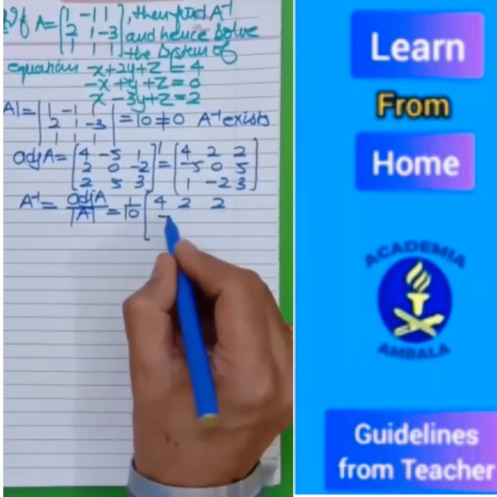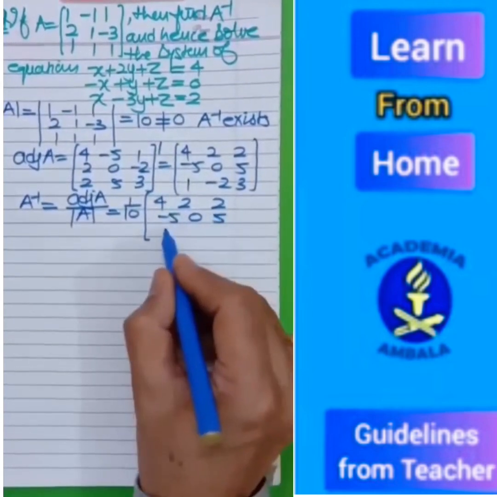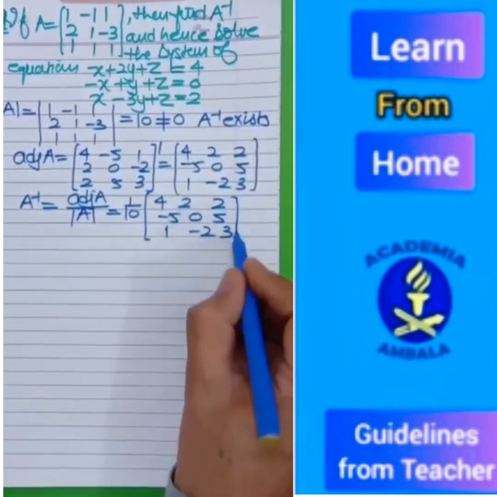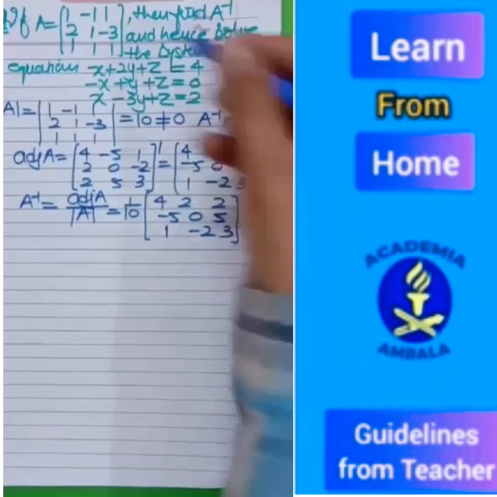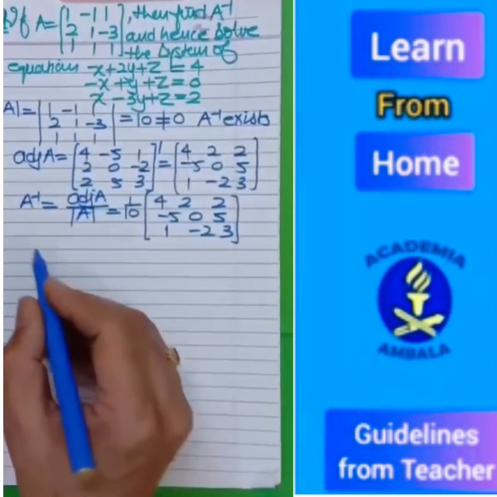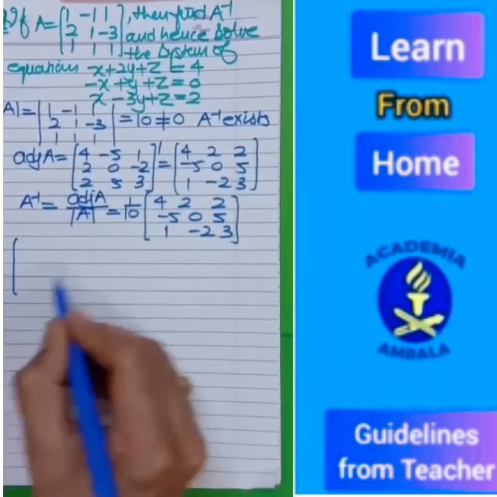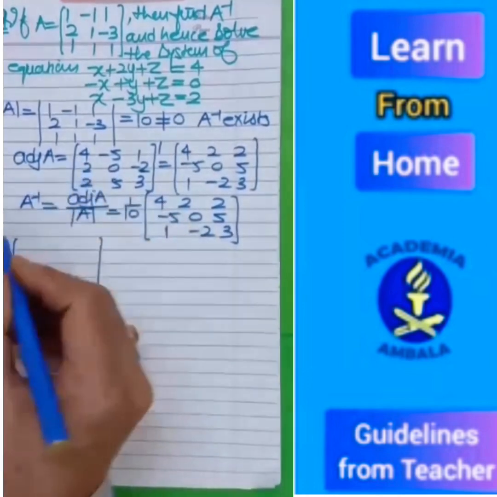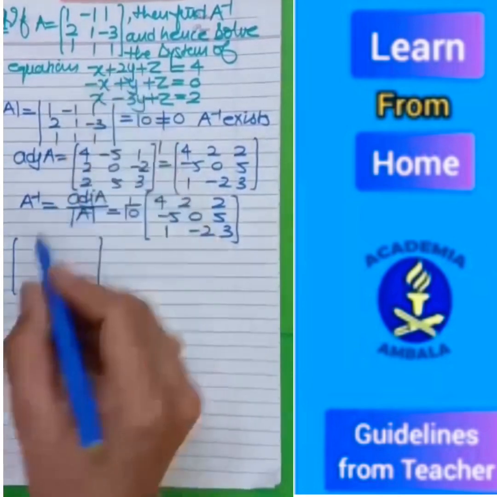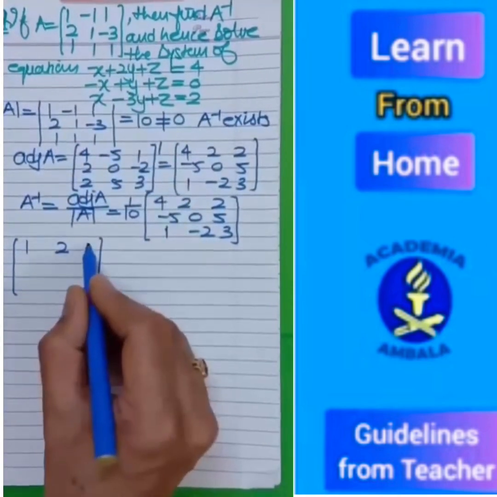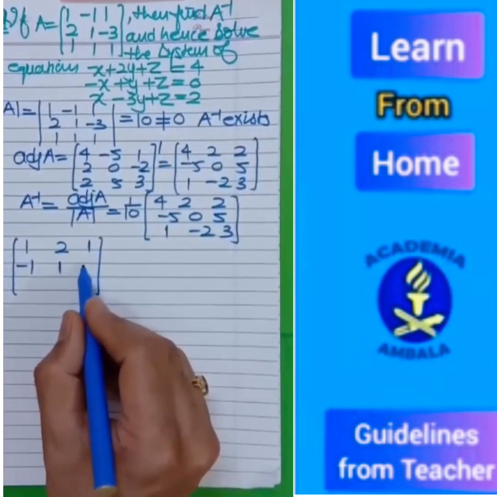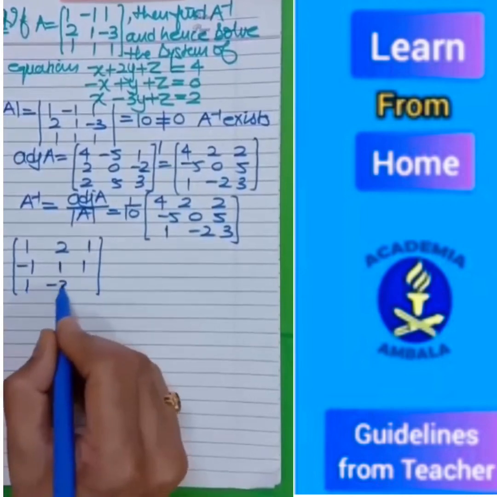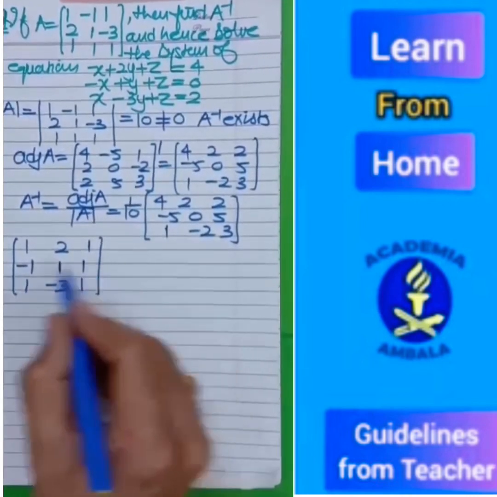Now finally we are getting our inverse of the matrix. Now the inverse of the matrix is to be used for solving the system of equations. First of all we have to write the coefficient matrix for this. In matrix form, when we write the coefficients, these are 1, 2, 1, minus 1, 1 and 1, 1, minus 3 and 1.